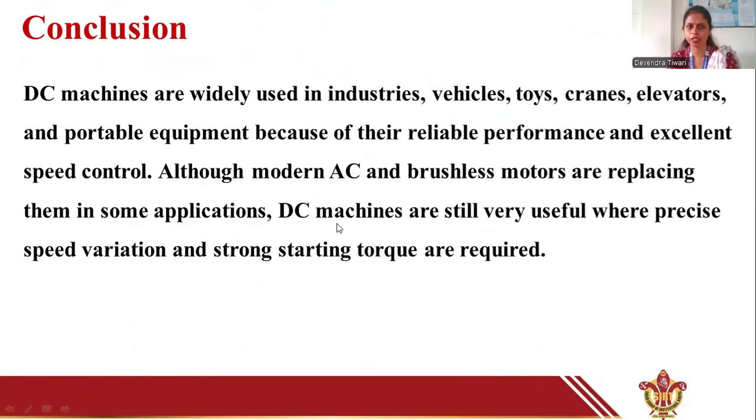And in conclusion: DC machines are widely used in industry, vehicles, toys, cranes, elevators, and portable equipment, and are generally used for speed control. They allow speed variation and provide the strong starting torque that is required. So this is all about DC machine. Thank you.